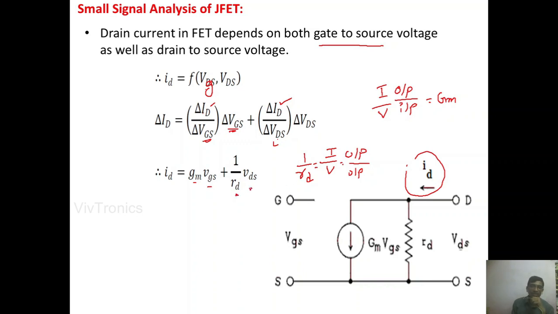1 by RD into VDS. That is the drain current equation: ID is equal to GM VGS plus 1 by RD into VDS. That is the drain current equation.